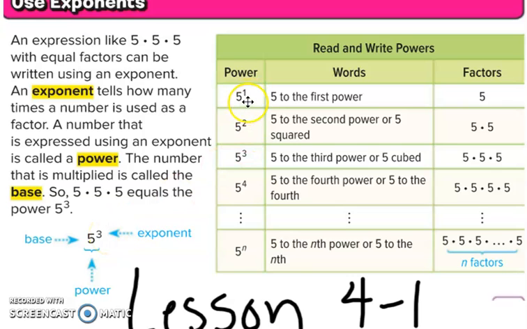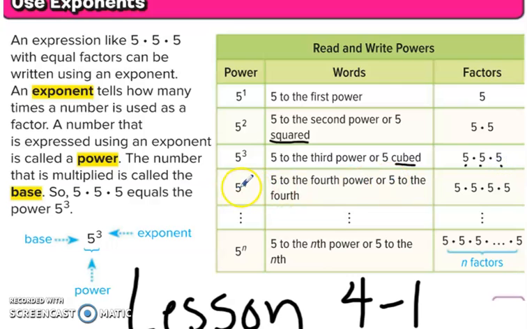So if you have something raised to the first power, that just means it's itself. If you have something raised to the second power, that means it's times itself. We also call this squared, and that is a term that you need to be ready to use. If it is raised to the third power, then we also call it cubed.